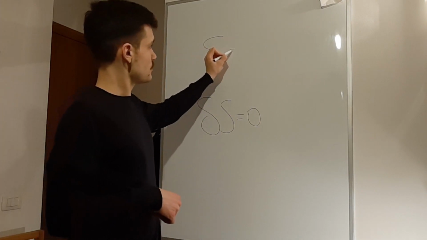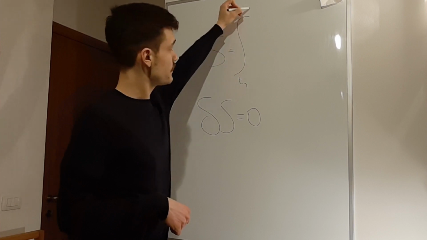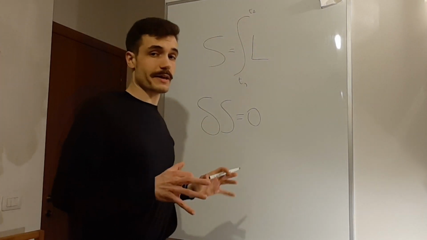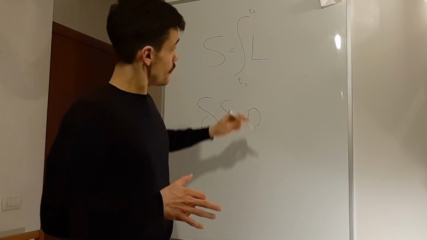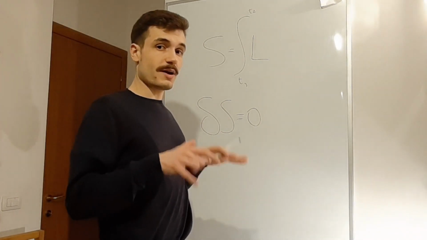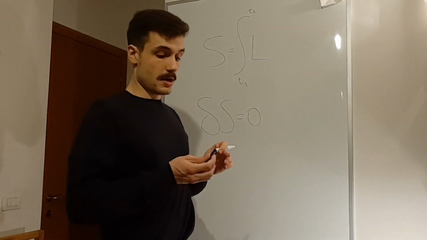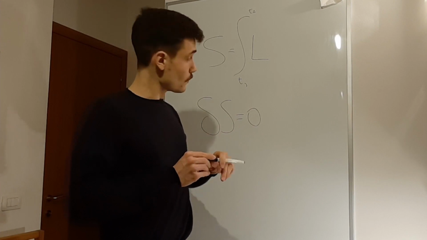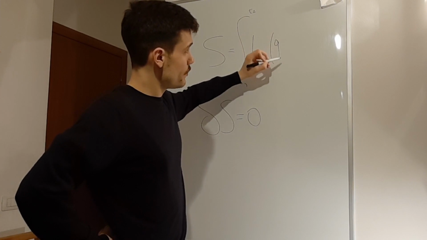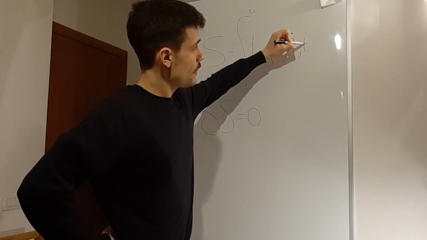Now, what is this action? He defined it as an integral between the starting time and the end time of a scalar function he called the Lagrangian. And as I said, it's a scalar function, so this makes things quite easier than with Newtonian mechanics, where we have to work with vectorial functions. The function depends on positions, velocities, and time.